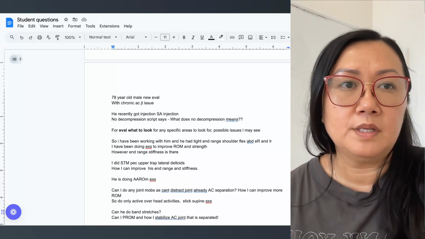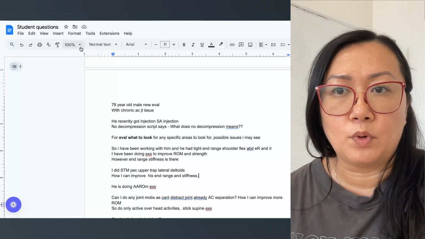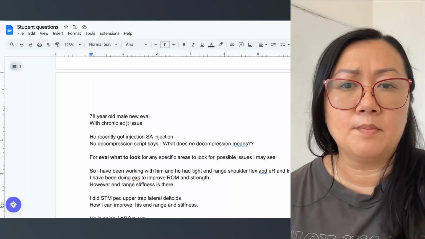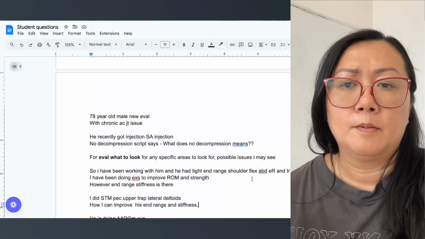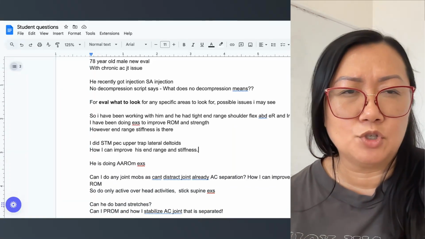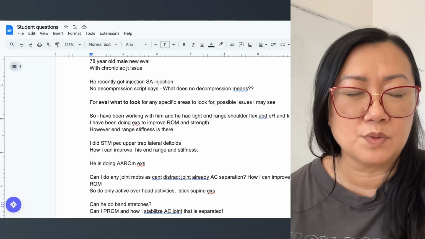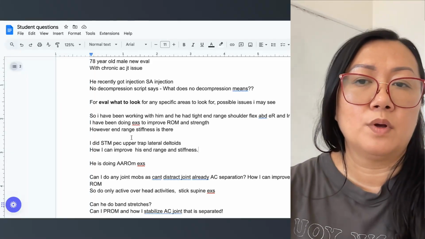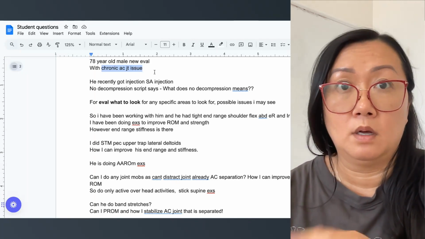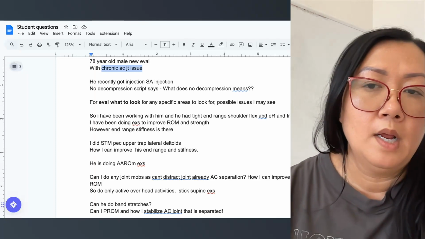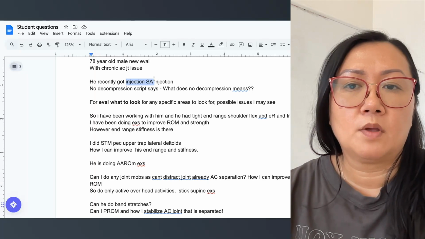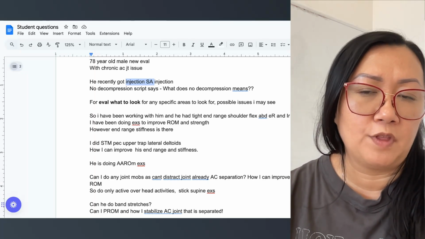Right? So this is a shoulder AC separation case, and she's just wanting help to think about this, which is chronic in nature, and really think about what am I allowed to do and what should I be looking for? So that's the general question. So take a look. This is a chronic AC issue. Chronic means been a long time coming, right? So they had an injection for the AC joint.